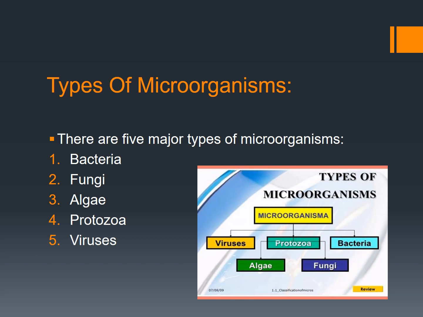Now, types of microorganisms. There are many types of microorganisms, but here we study only 5 major types. Number 1, bacteria. Number 2, fungi. Number 3, algae. Number 4, protozoa. And number 5, viruses.